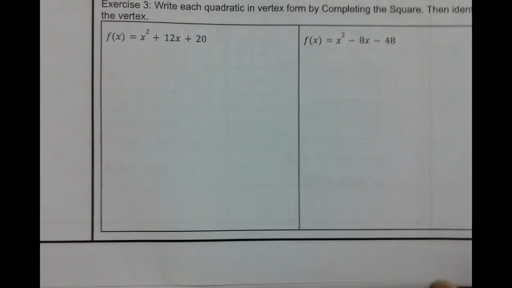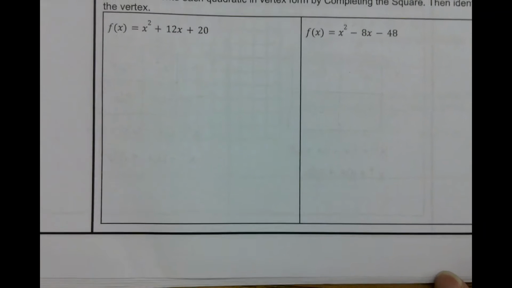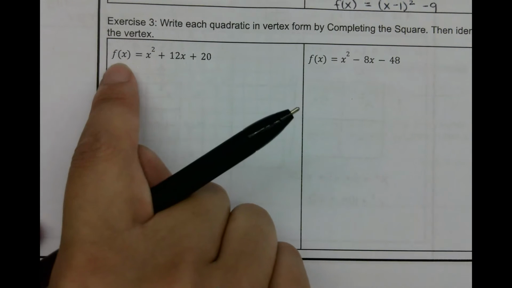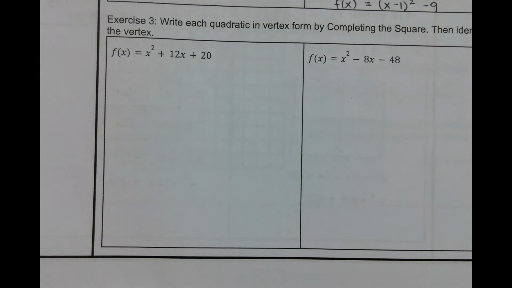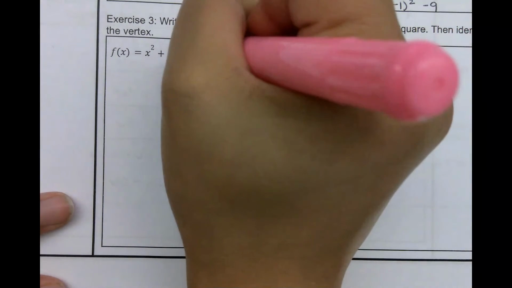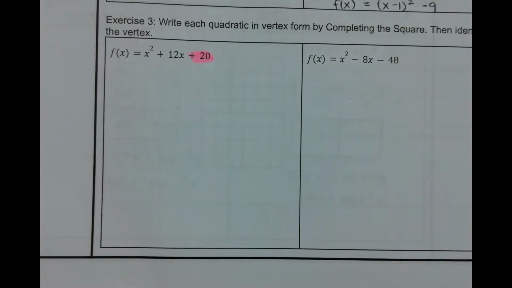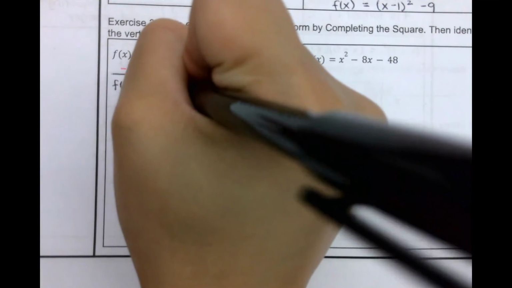Okay. So my first step, okay, so this is in standard form, f of x equals x squared plus 12x plus 20. Okay, the first step is to get x terms by itself. So here, this plus 20 isn't an x term. So I'm going to move it to the other side by subtracting 20. Okay, what you do to one side, you need to do to the other. Okay. So this gives me f of x minus 20 equals x squared plus 12x.